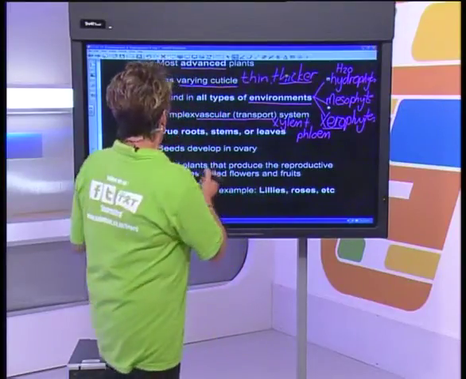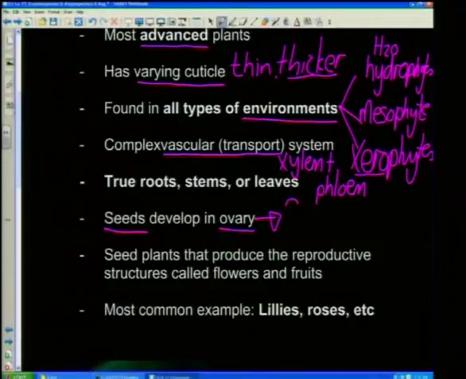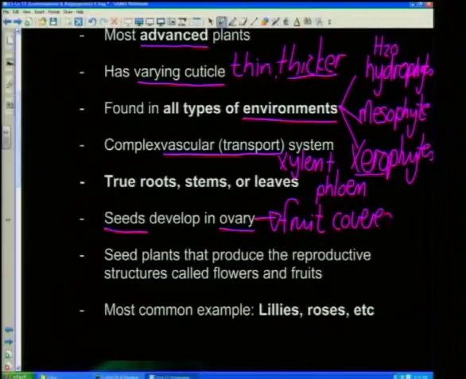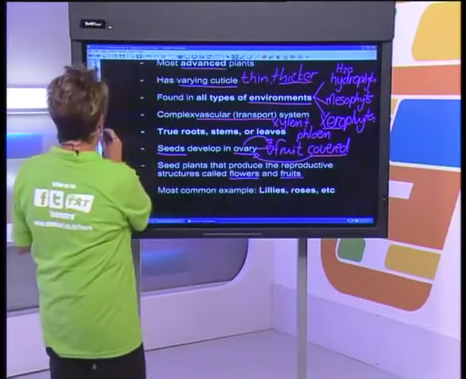Right, seeds develop inside the ovary. And that ovary is going to be inside the fruit, and we're going to say that these seeds are covered. So that's a feature of angiosperms, that they are covered seeds, they're covered inside the ovary, which is developing inside the fruit. Seed plants that produce the reproductive structures are called flowers, as we said, and fruits. So whenever you see a flower plant, you know that it is an angiosperm.